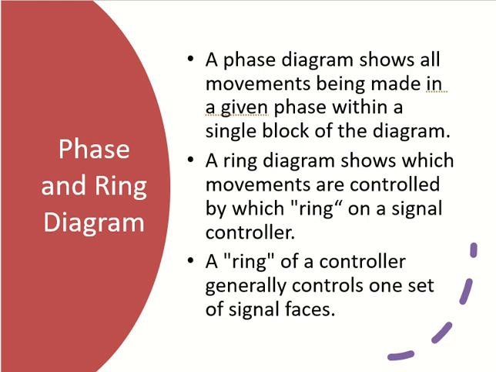All movements which are happening in the same phase and the same approach will be together. In the phase diagram, they are together irrespective of the approach. Whether they are happening from here or there doesn't matter; if they are happening together, they will be together. In the ring diagram, if I have movement from here and movement from here, those are different approaches, so in the ring diagram, they will be shown separately.